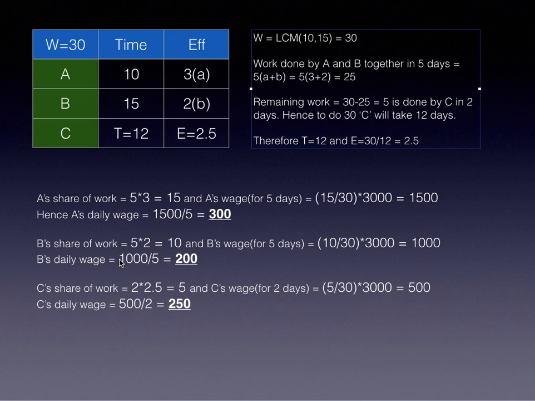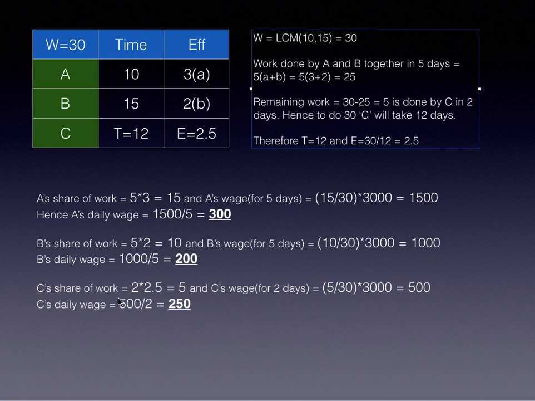Now, what is B's share of work? B worked for 5 days with efficiency 2. Therefore, B will do 10 out of the 30. Therefore, B's wage for 5 days, B worked for 5 days. So, the total wage for B will be 10 by 30 into 3000, which is equal to 1000. And B's daily wage will be 1000 by 5, which is equal to 200.